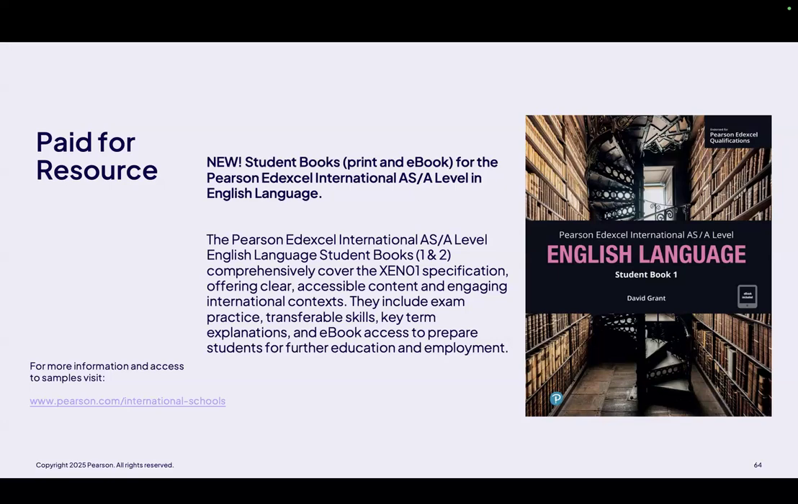Clear and accessible content for learners of all backgrounds. It is internationally based, okay? It's not the domestic version, this is the international version. Key terms included and explained, and there is an access to the ebook included as well.